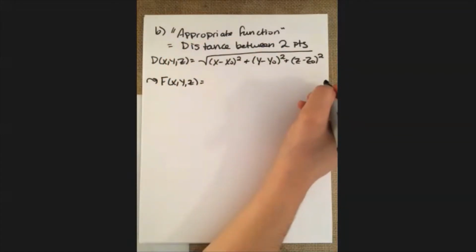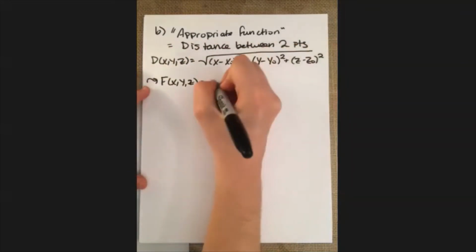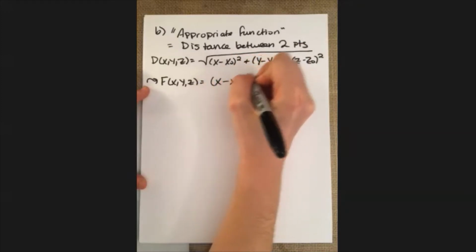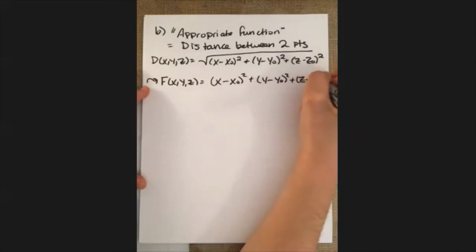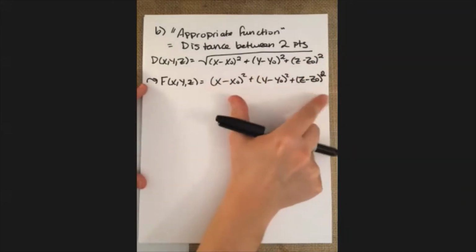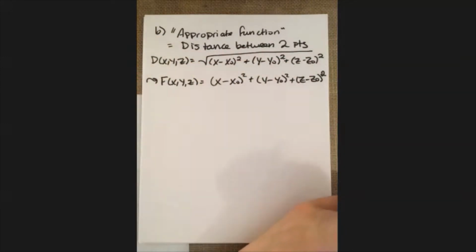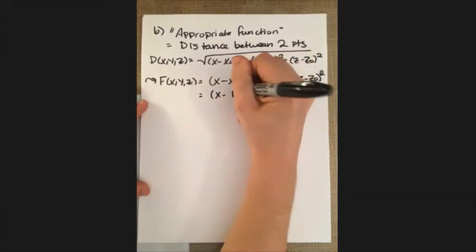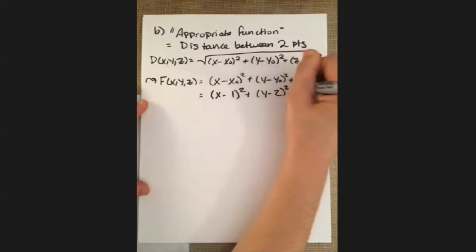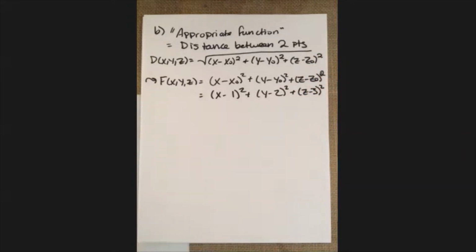And I'm just going to square this, okay? So f is going to be equal to d squared. So we're going to have f equals (x - x₀)² + (y - y₀)² + (z - z₀)². And this is actually what we're going to minimize, because finding the minimum here will give us the point that we need to minimize this as well. And I guess I should probably go ahead and plug in the point that we're working with. So it's going to be (x - 1)², (y - 2)², and then (z - 3)². Okay, great. So now we have our so-called appropriate function.